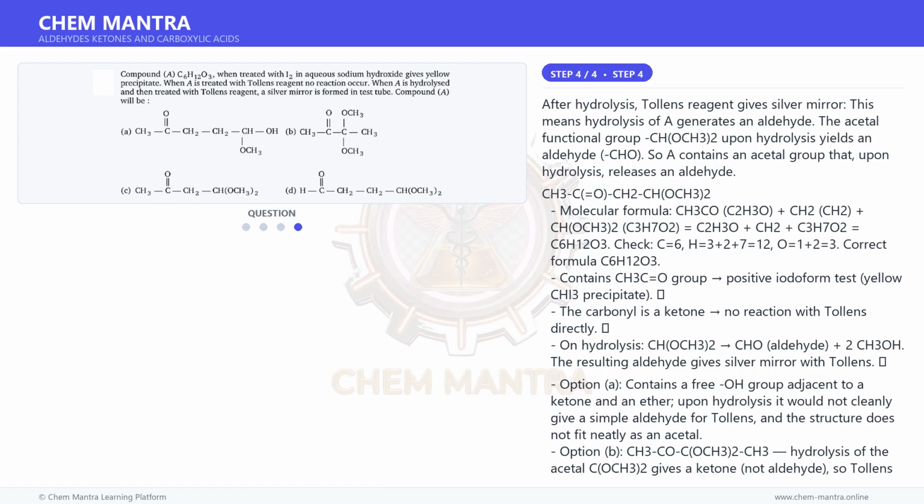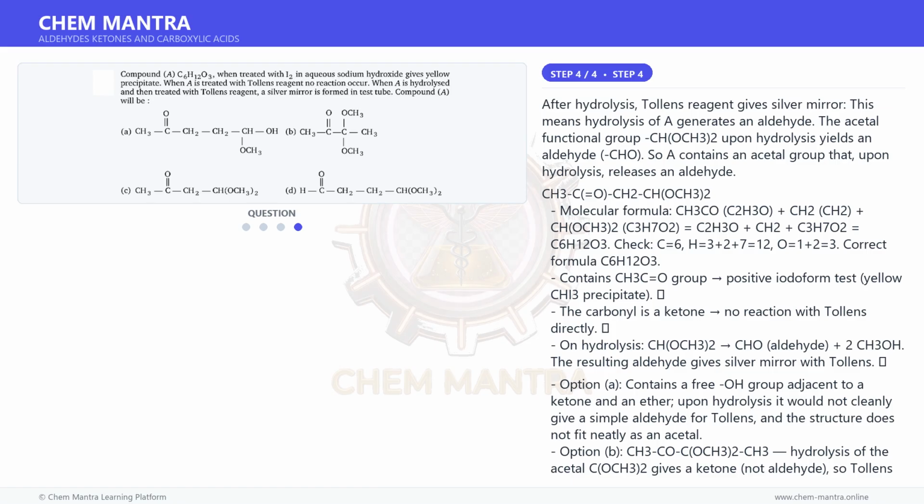Option A contains a free OH group adjacent to a ketone and an ether. Upon hydrolysis it would not cleanly give a simple aldehyde for Tollens, and the structure does not fit neatly as an acetyl. Option B, CH3CO C(OCH3)2 CH3, hydrolysis of the acetyl C(OCH3)2 gives a ketone, not aldehyde, so Tollens would not give silver mirror after hydrolysis.